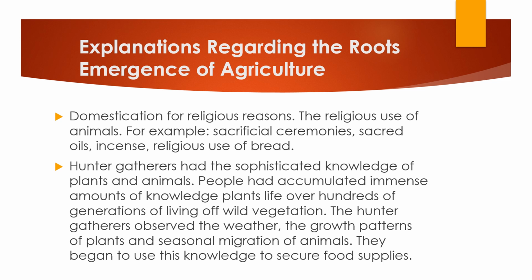Another explanation: hunter-gatherers had sophisticated knowledge of plants and animals. People had accumulated an immense amount of knowledge of plant life over hundreds of generations of living off wild vegetation. The hunter-gatherers observed the weather, the growth patterns of plants, and the seasonal migration of animals. They began to use this knowledge to secure food supplies.